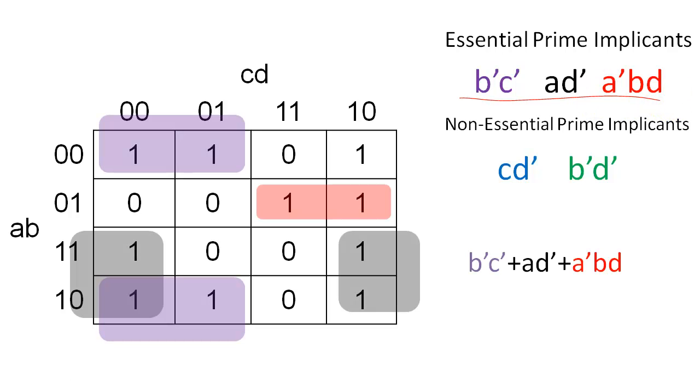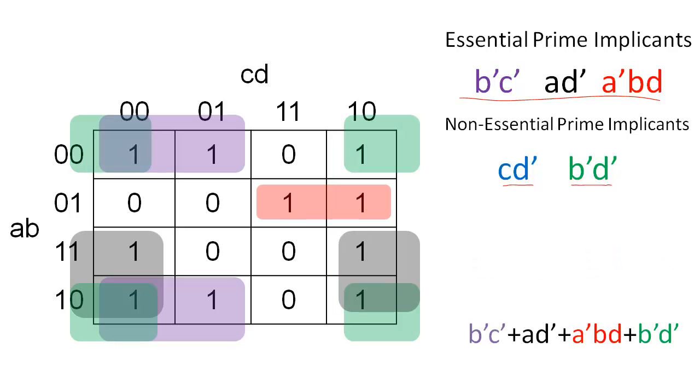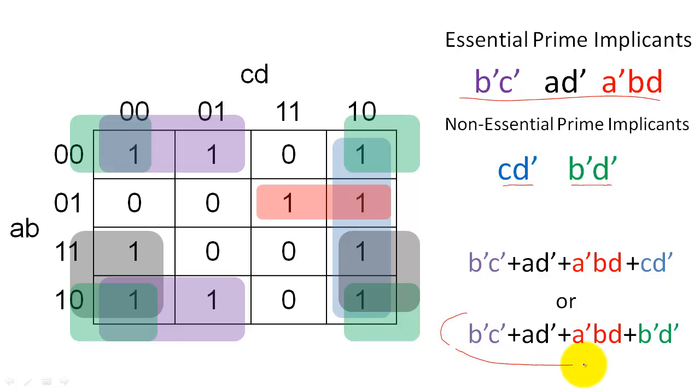To construct a minimal expression, we will automatically include our essential prime implicants in the final Boolean expression. Then, we must choose from the non-essential prime implicants to create an expression that uses a minimum number of product terms. In this case, we can create two minimal expressions that have the same number of product terms. The lower expression has one fewer literal, so it is technically the true minimal expression. But either expression would probably be acceptable in practice.